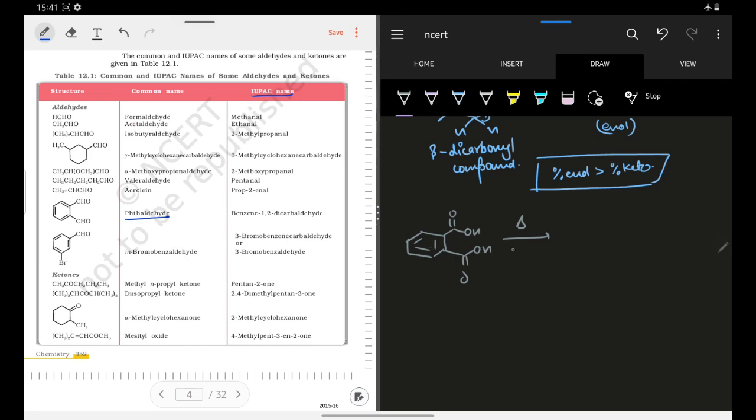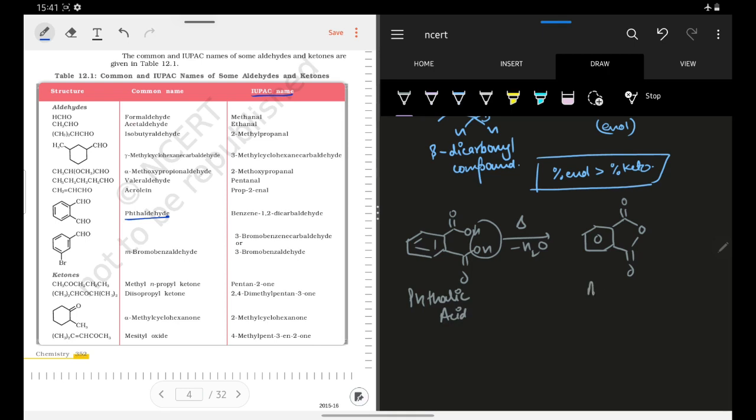Suppose I heat it, so what will happen is that it will lead to loss of water. So once it loses a water molecule, it will join and lead to the formation of this phthalic anhydride. So what is this known as? This is known as phthalic acid.